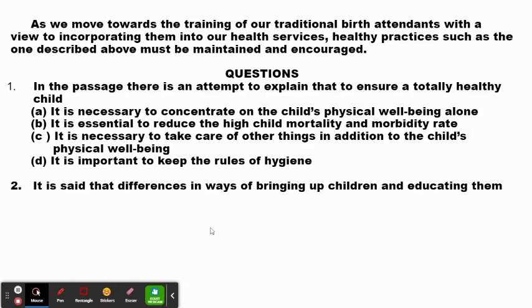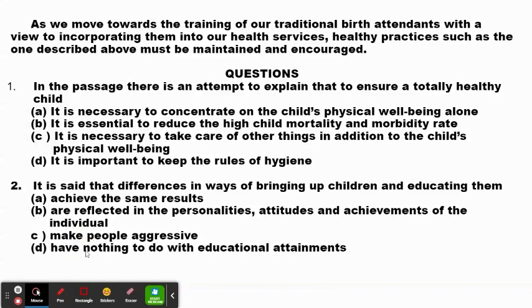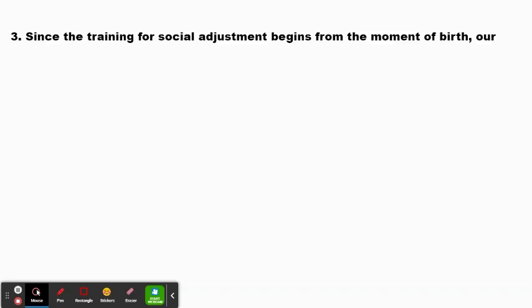Two, it is said that differences in ways of bringing up children and educating them, A, achieve the same results, B, are reflected in the personalities, attitudes, and achievements of the individual, C, make people aggressive, D, have nothing to do with educational attainment. Question number three.